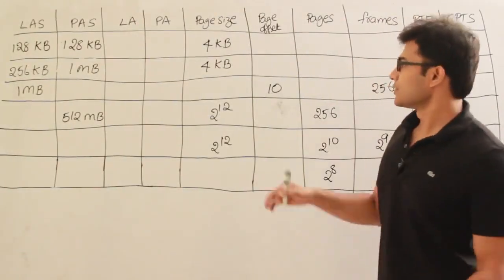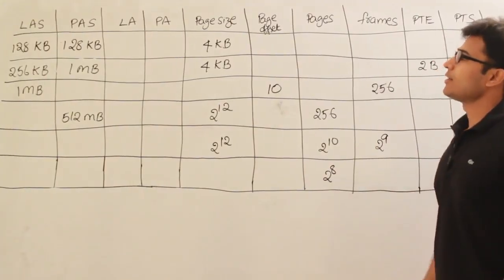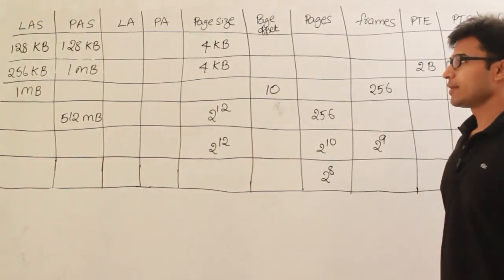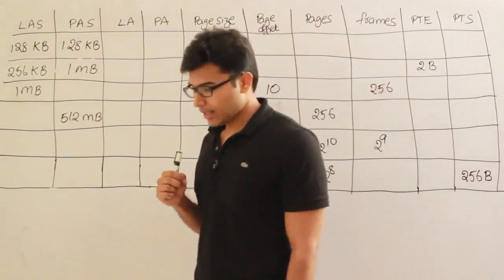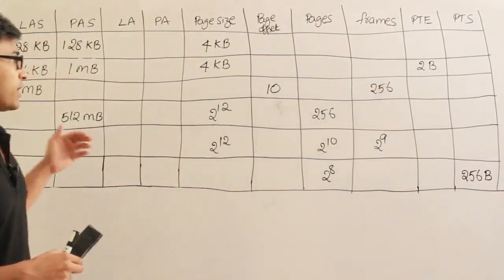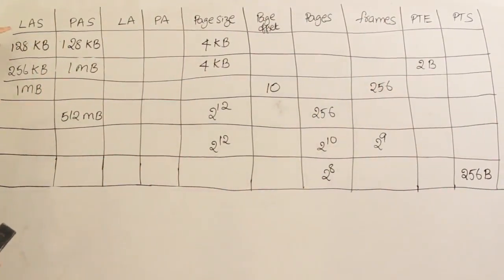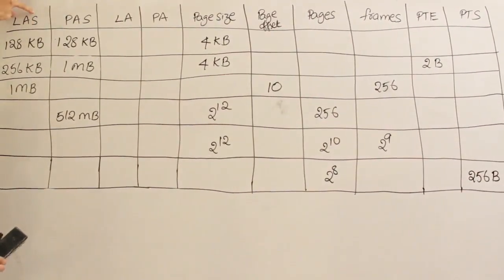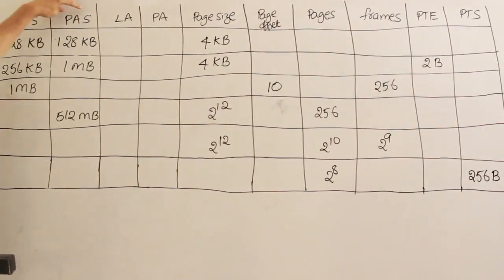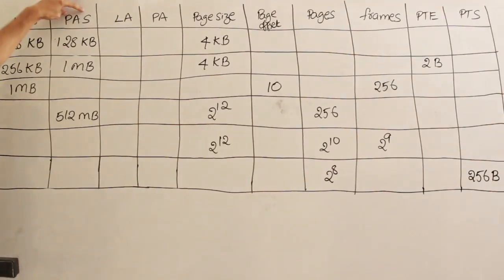See, here I have given you some set of questions, and if you solve them, they'll be helpful in solving the questions related to paging. So I'll explain what I have given here. First, logical address space means the process size, and physical address space means the main memory size, right?